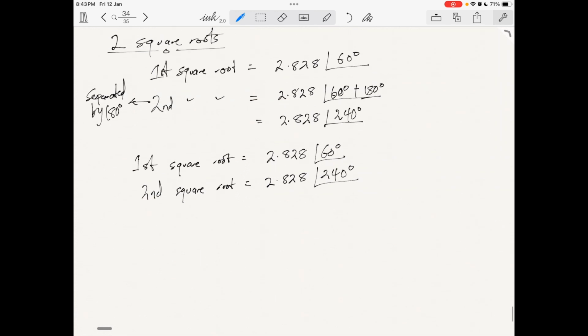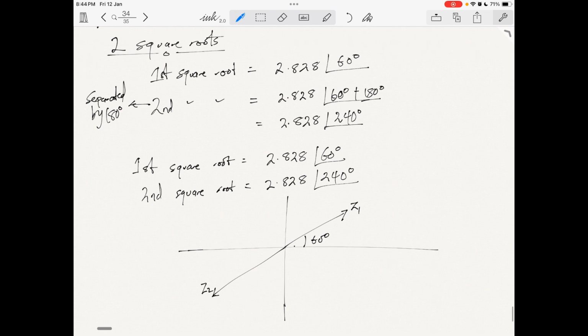Now if we draw these on an Argand diagram, we can see this is the first square root z1 at an angle of 60 degrees, and this will be the second square root z2 at an angle of 240 degrees.